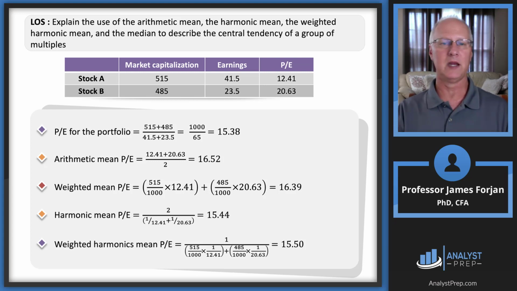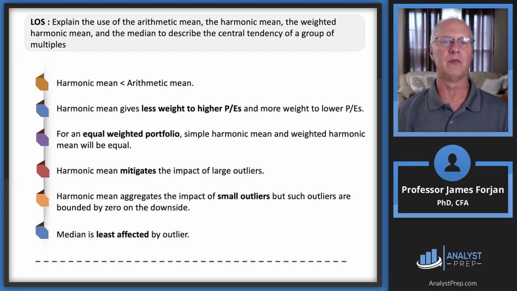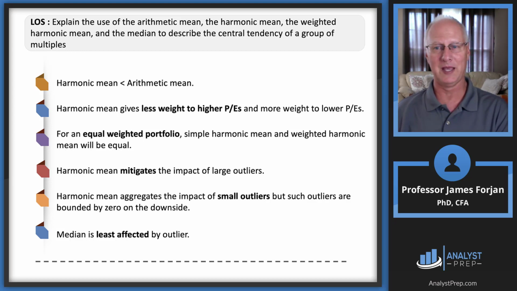And let me just say this to you. The harmonic mean is used in finance all the time, but it's used in lots of other disciplines. But what it does is that it reduces the value of outliers. And that's the important part of using the harmonic mean. So let's look at some conclusions here. Harmonic mean less than the arithmetic mean. We know that. It gives less weight to higher PEs and more weight to lower PEs. All right, so that mitigates the impact of large outliers. I think if you remember that, you'll be able to answer any question on this thing here.